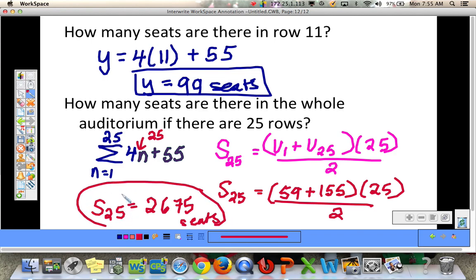So your assignment will be the worksheet 9-1 worksheet where you'll practice these types of problems.